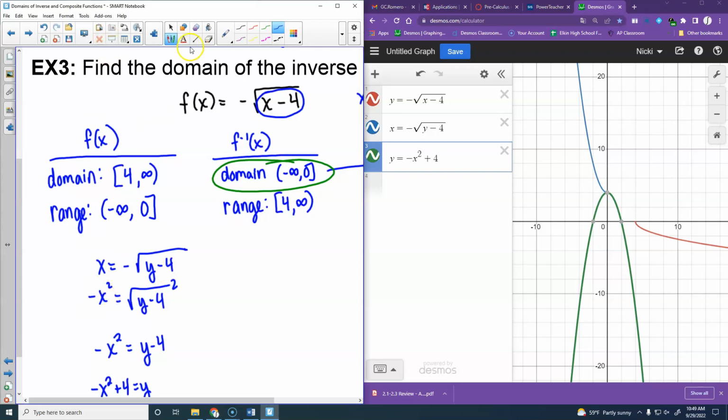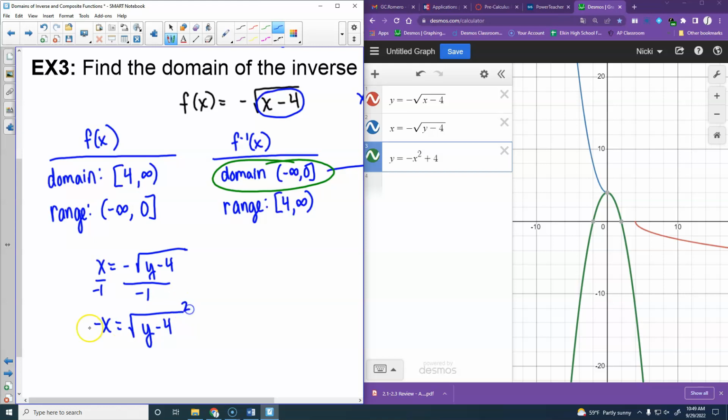That means I'm squaring negative x, right? Let me go back so I can explain that adequately, because Desmos is right. I'm wrong. Here, I got to get rid of that negative 1. So negative x equals the square root of y minus 4.